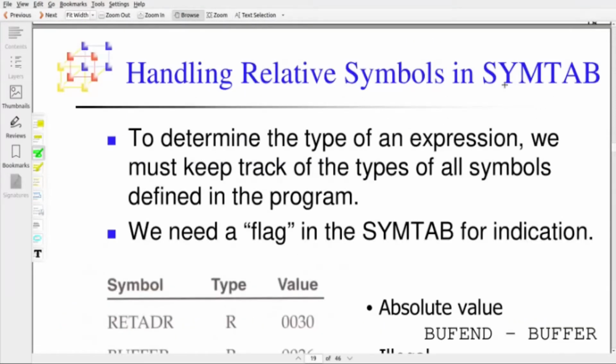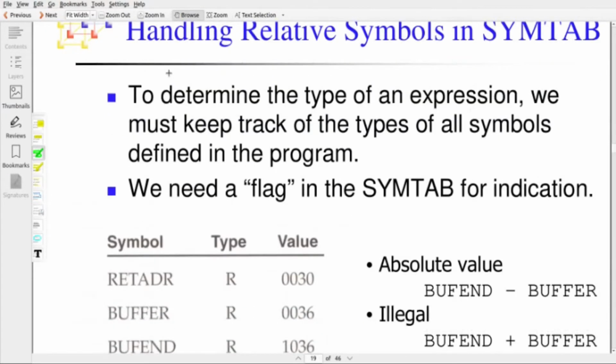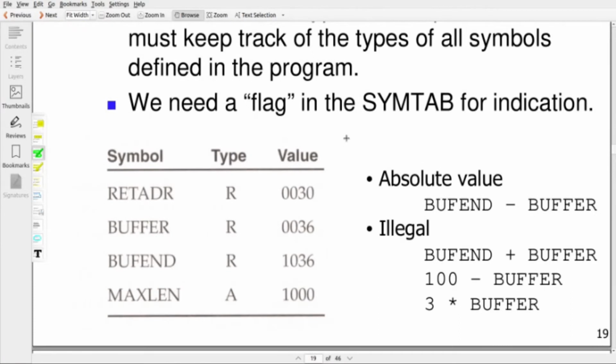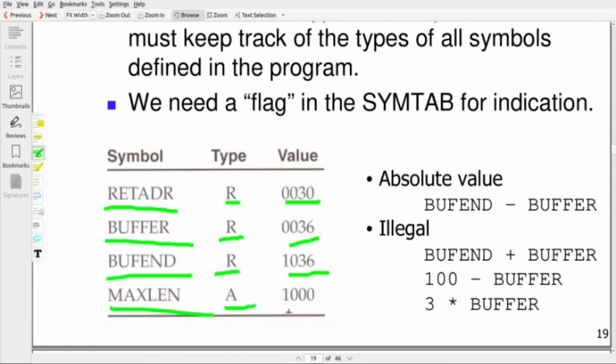See, handling relative symbols in the symbol table. Let us see how we calculate relative terms if they are involved in an expression. To determine the type of expression, we must keep track of the type of all symbols defined in the program. We keep them in the symbol table. We need a flag in the symbol table to indicate whether it is a relative term or an absolute term. You can see a section of the symbol table: RETADR is a relative term, its value is 0030. BUFFER is a relative term, 0036. BUFEND is a relative term, 1036. MAXLEN is an absolute term.